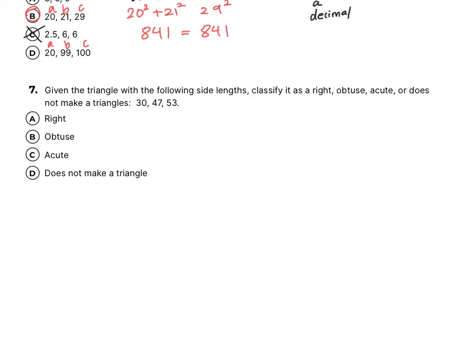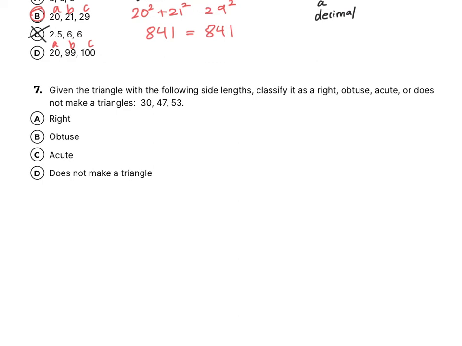Now let's move on to number 7. I'm supposed to classify this as right, obtuse, acute, or does not make a triangle. So I'm going to start by labeling this as ABC. So this is similar to the first question. And I'm going to find C squared. And then I'm going to find A squared plus B squared. So C squared is 53 squared, and A squared is going to be 30 squared plus B squared, which is 47 squared. I find each one separately.